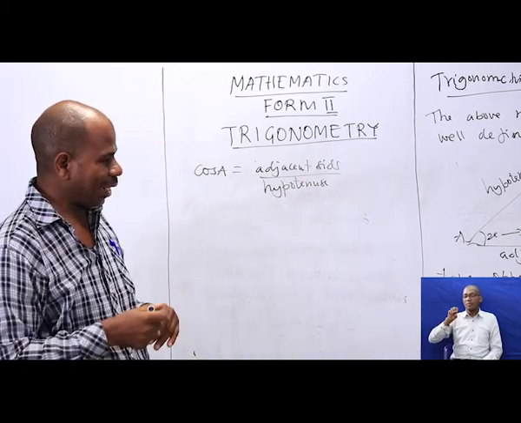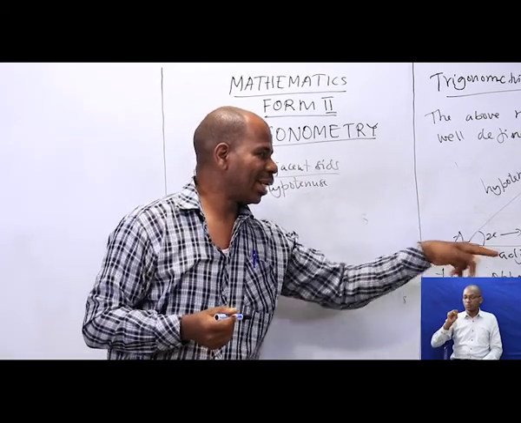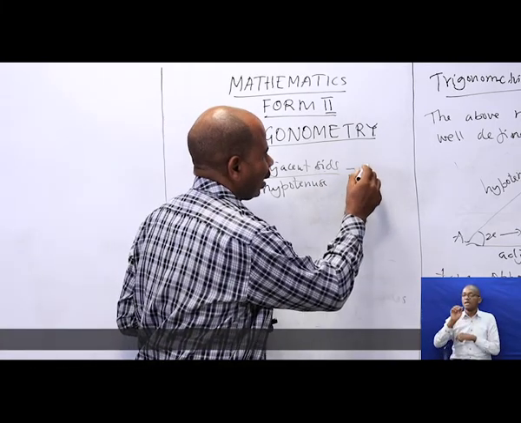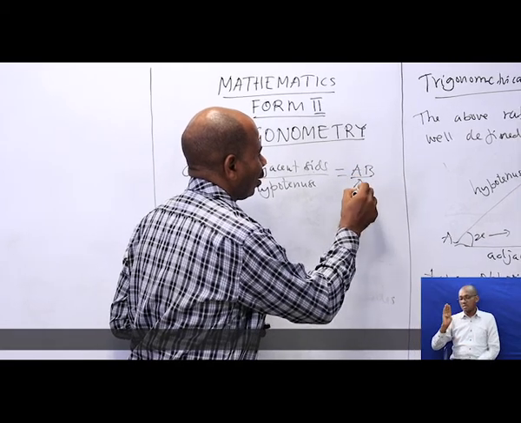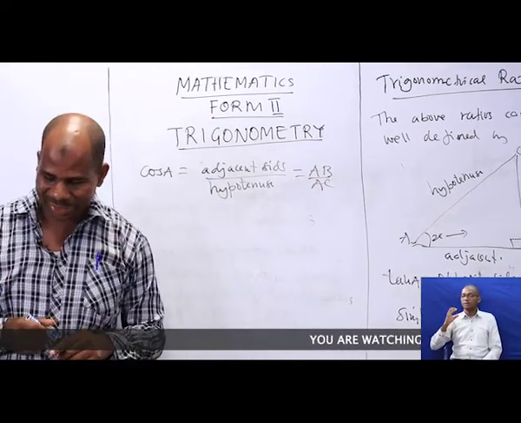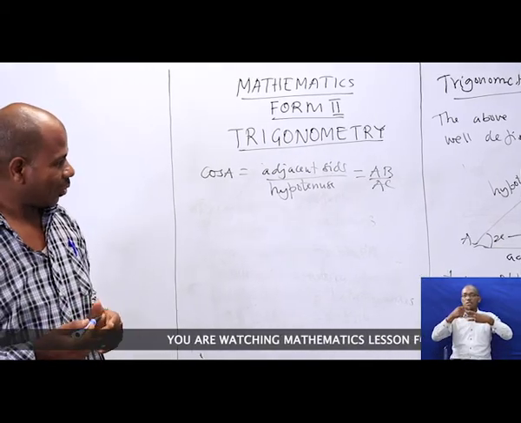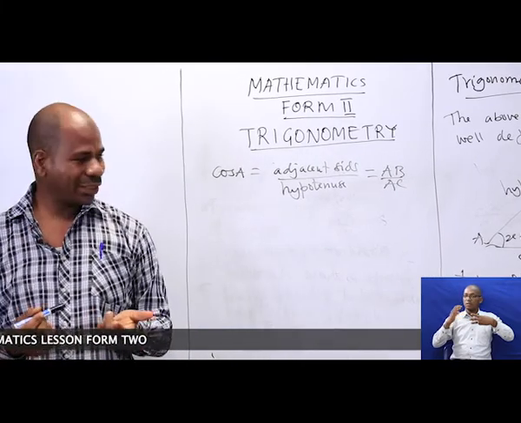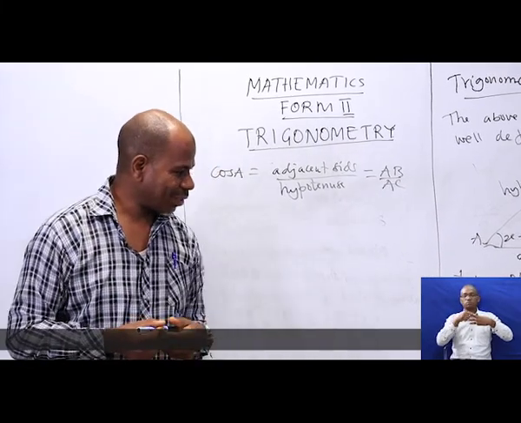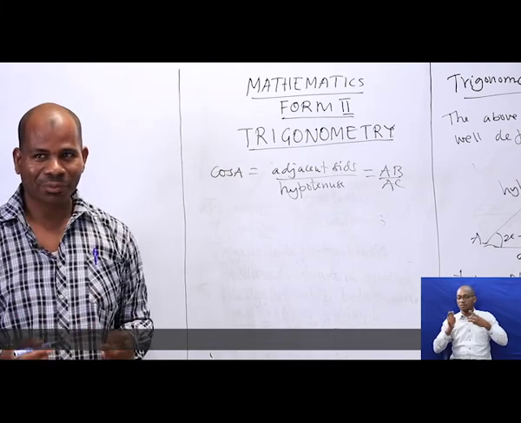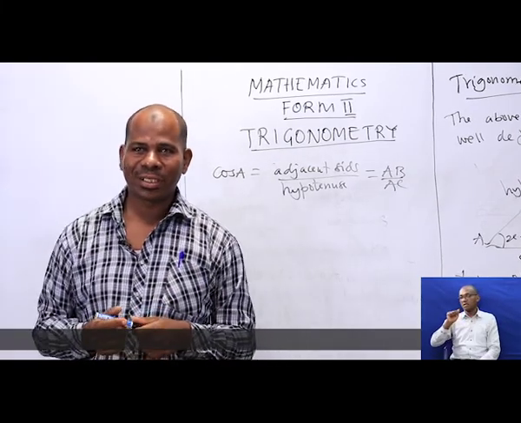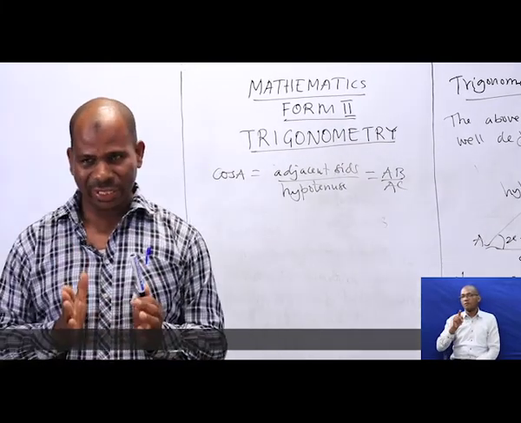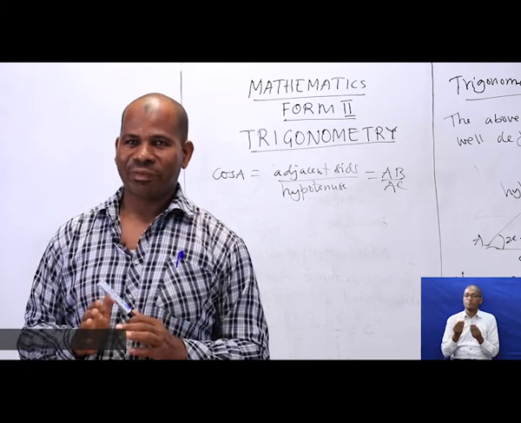But the adjacent of the angle A is the length AB, and the hypotenuse is AC. So this is AB over AC. So these are 3 trigonometrical ratios. Remember that tangent A is simply opposite over adjacent. Sine A is called the opposite over hypotenuse. And the cosine A is equal to adjacent over hypotenuse. So it is very, very simple to remember these definitions.